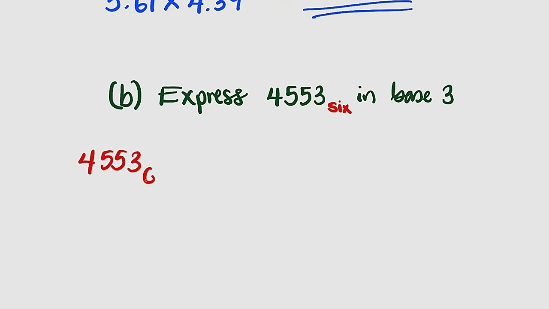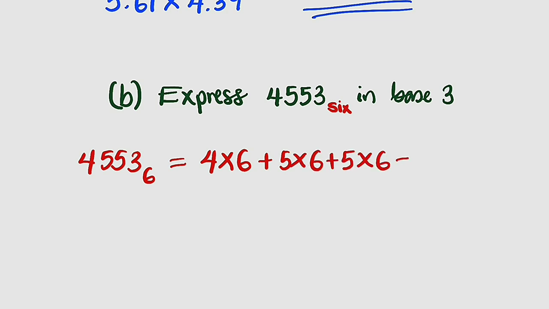4553, which is a number in base 6. This is equal to the first digit 4 multiplied by the base, plus the second digit 5 multiplied by the base, plus 5 multiplied by the base, plus the last one multiplied by the base. You assign indices 0, 1, 2, 3. You should make sure that you are assigning the indices on the bases.